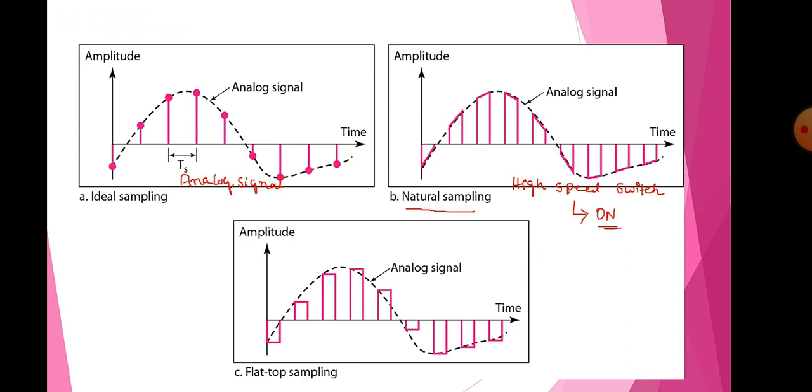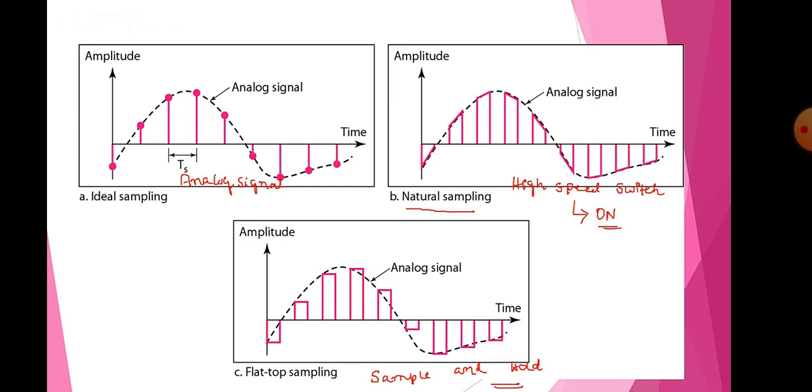Since we used one high-speed switch that is turned on for a shorter duration, the sampling will take place and we will have a sequence of samples that retains the shape of the analog signal. The last one is flat top sampling. In the case of flat top sampling, we make use of a sample and hold circuit, by which the sequence of samples can be obtained after the sampling process.